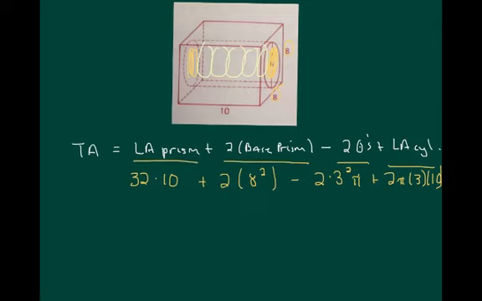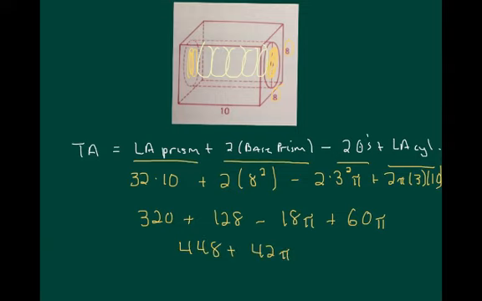So the lateral area of the prism is the perimeter of the base, 8 plus 8 plus 8 plus 8, which is 32 times 10, giving us 320, plus the two bases, which are 8 by 8, so that's going to give us 128, minus the two circles. So 2 times 9 pi is minus 18 pi. And then we're going to add on the lateral area of the cylinder, which is 2 pi times 3 times the height of the prism, which is 10. All right, adding all that up, we get 448 plus 42 pi.